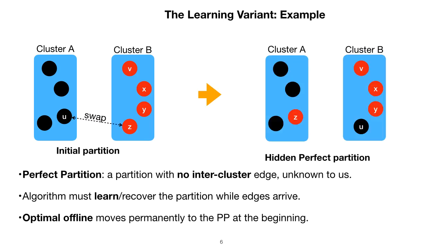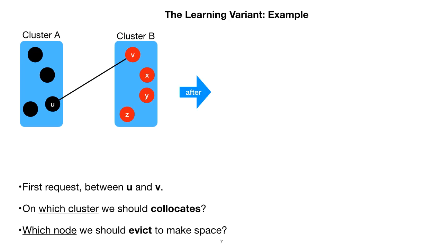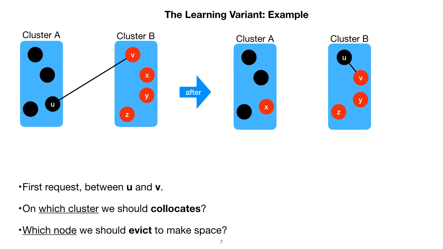Let's see a running example. Assume the initial partition looks like clusters A and B on the left, where all black nodes are on cluster A and all red nodes in B. We assume the partition on the right is the target perfect partition, which is reachable by only swapping nodes Z and U. At this point, before any edge is revealed, an algorithm has no idea how the perfect partition looks like.